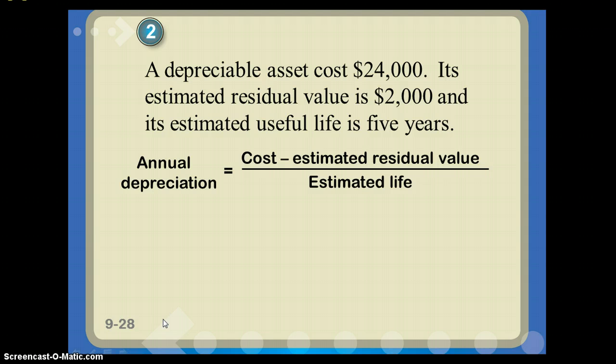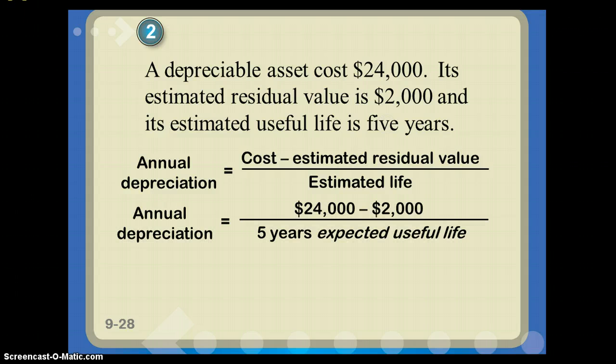We have an example here. Let's put in some numbers to visualize it. A depreciable asset costs $24,000. Its estimated residual value, what it'll be worth at the end of its useful life, is $2,000, and its estimated useful life is 5 years. So we have the formula up to refresh your memory. See if you can calculate the annual depreciation of this asset. Plugging in the numbers, you get 24,000 minus the 2,000, which is 22,000, divided by the 5 years of the expected useful life. Did you calculate an annual depreciation of $4,400? If you did, you're on the right track.